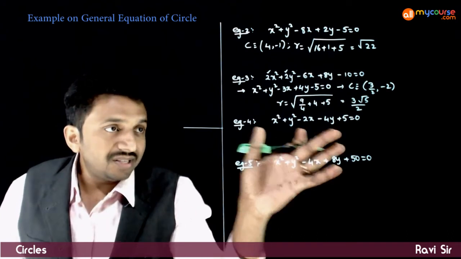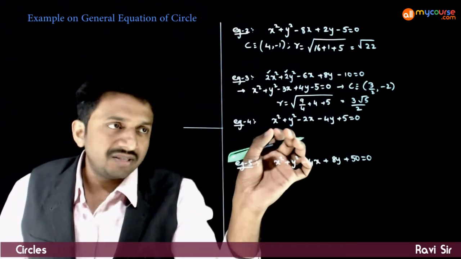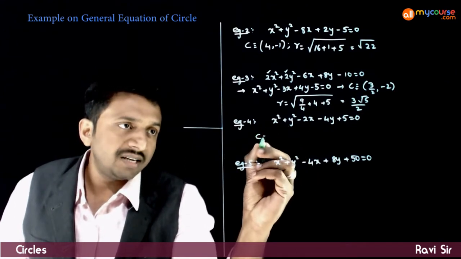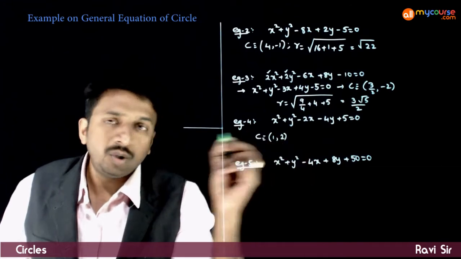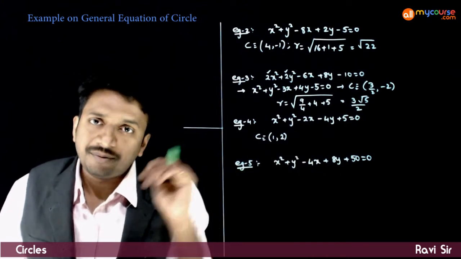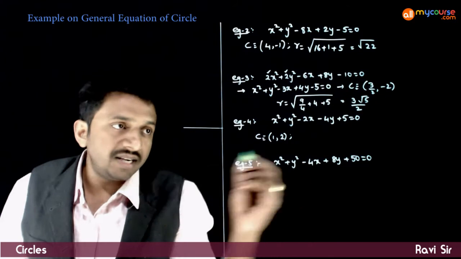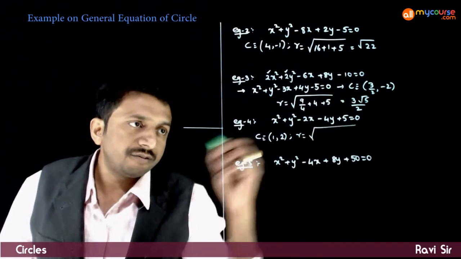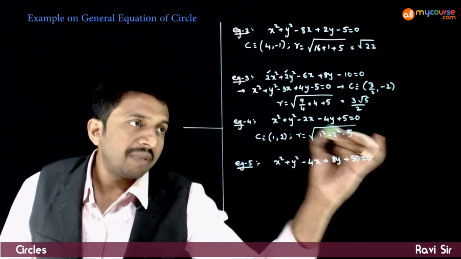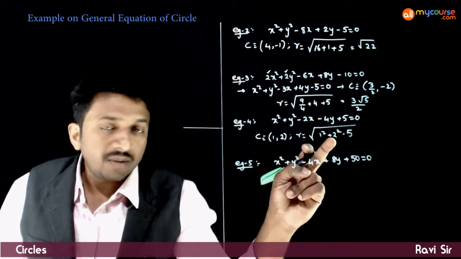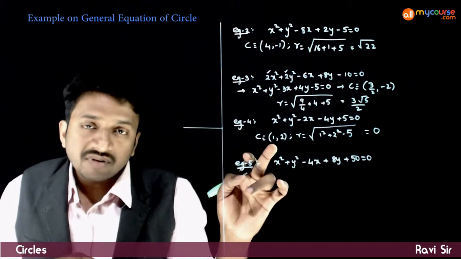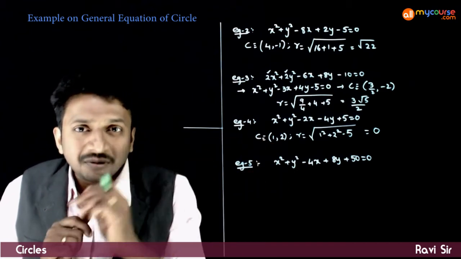Next, let us go to this question. This is in the regular form. The x square and y square coefficients are 1. So the center is 1 comma 2, right? Minus of minus 2 by 2, minus of minus 4 by 2. And once you have the center, the radius is root of g square plus f square minus c: 1 square plus 2 square, 5, minus 5 is equal to 0. So you have a center 1 comma 2, but the radius is 0.